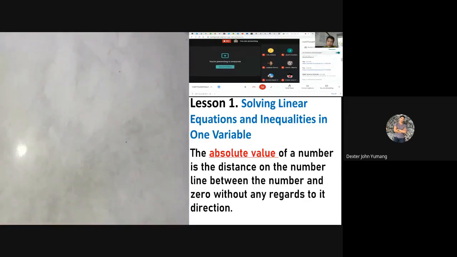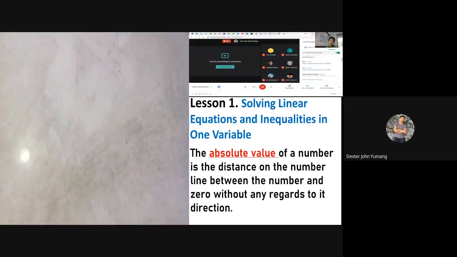So, to begin with, let's define first a very important definition wherein we will be using this one for the rest of the week. The word is absolute value. So, from the word absolute, ibig sabihin exactly what it is. So, of a number is the distance on the number line between the number and zero without any regards to its direction. So, ganito po.